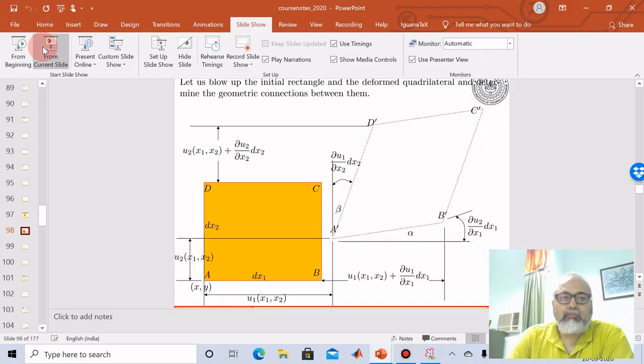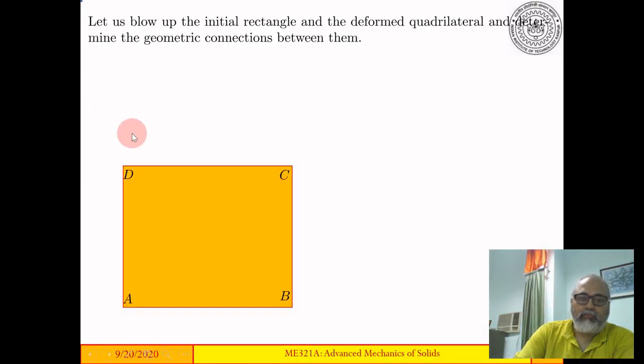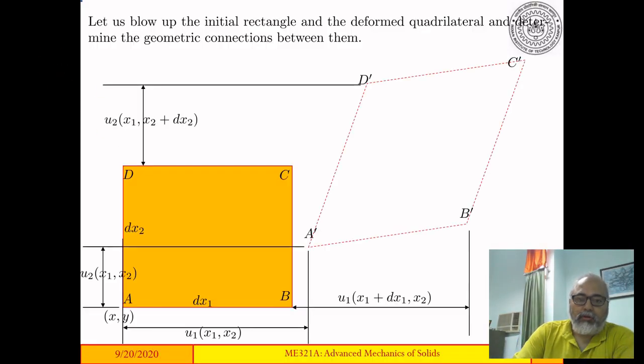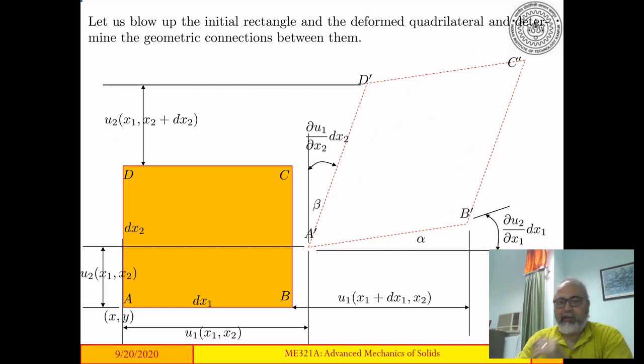Now, we have also looked at the physical significance of the components of the strain tensor. For example, take one of the normal components, del u1 by del x1, and we have figured out that it is the relative change in length of a line which was initially located along the x1 direction.